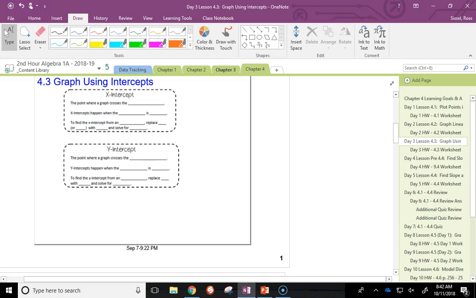First part is we're going to say the x-intercept. So this is something important. I know my algebra kids are using this right now. The x-intercept is the point where the graph crosses the x-axis.